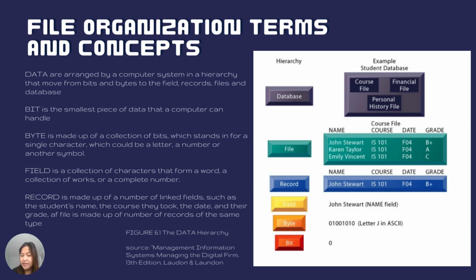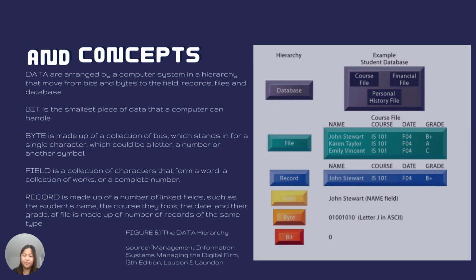Okay, so you can see the examples in the illustration. The bit is the zero, the byte is numbers and letters, the field is the name, and the record has the name, course, date, and the grade. And the file has all the information needed for the students.